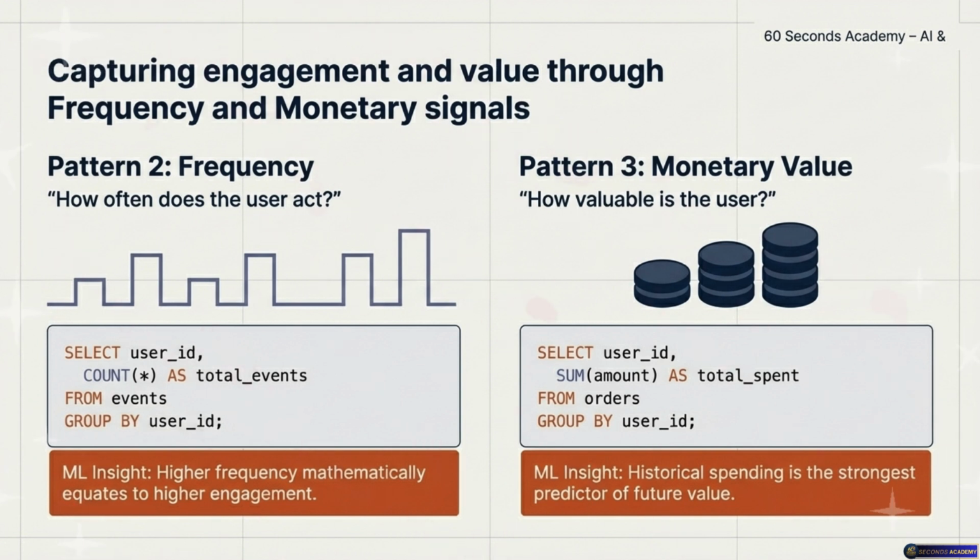And pattern 3 rounds it out, monetary value. How valuable is the user? The SQL code here is typically SUM amount, grouping all their purchases and adding up their total lifetime spending. Right. The insight for the model here relies on a fundamental truth of commerce: past spending is the best predictor of future value. If an ML pipeline needs to autonomously decide which 1,000 users get a premium promotional discount, it's going to heavily weight this monetary feature to ensure a return on investment.